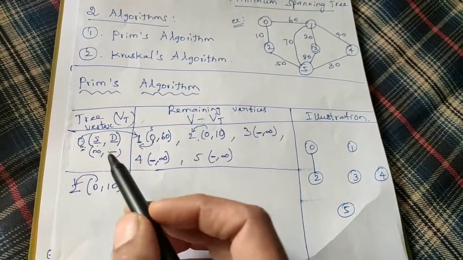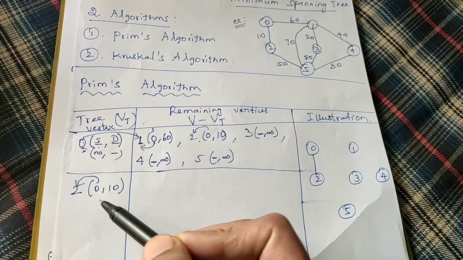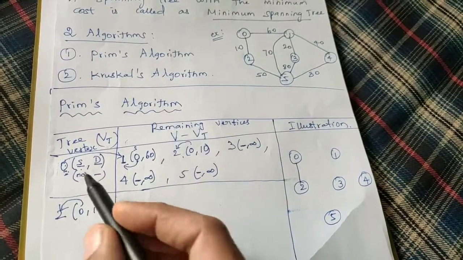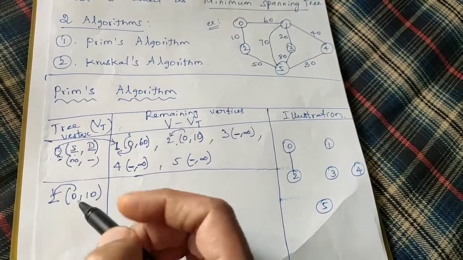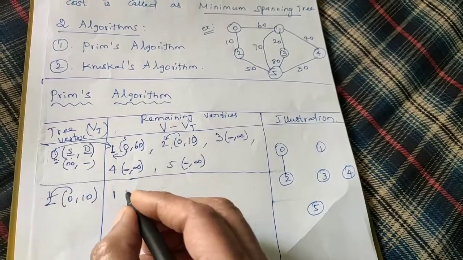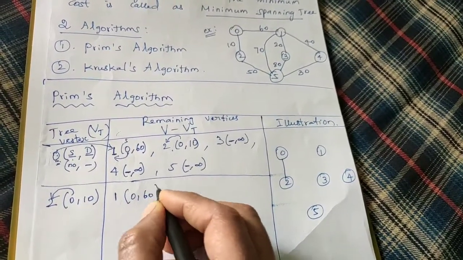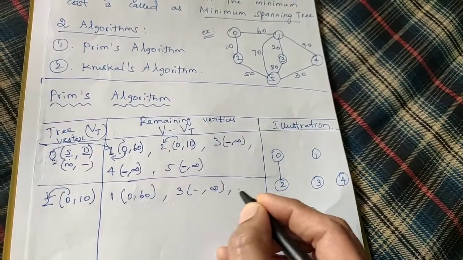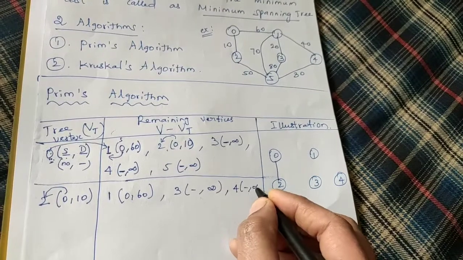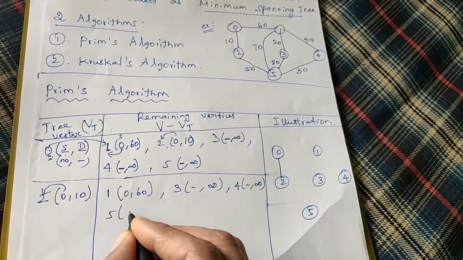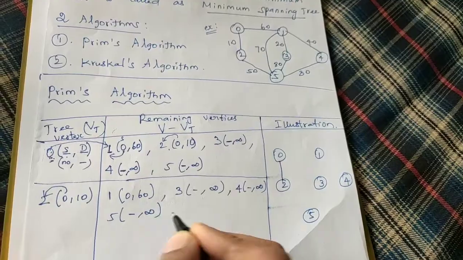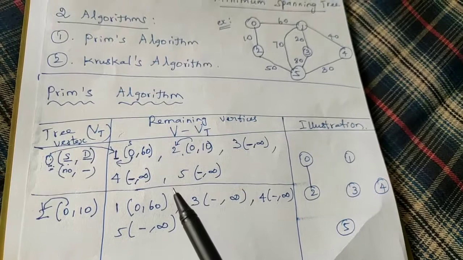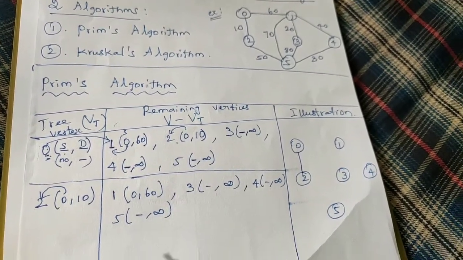Now by leaving 0 and 2, what other remaining vertices are present in the given graph? 0 is processed, 2 is processed. The remaining vertices are 1 with 60, 3 with infinity, 4 with infinity, 5 with infinity. So these are all the remaining vertices present in the graph by leaving 0 and the second vertex.